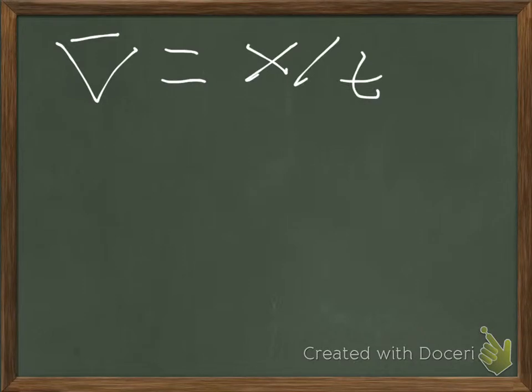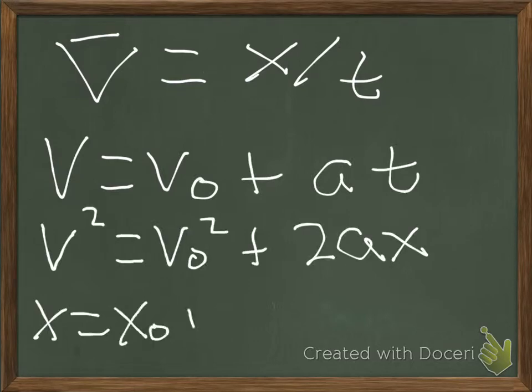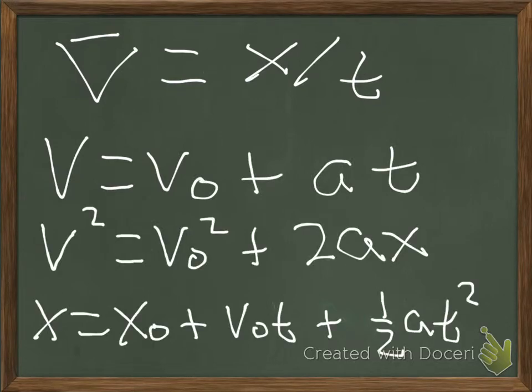And we had a couple of equations. This first one here is only for something at a constant velocity. If there's no acceleration at all, then we can calculate its velocity by doing the position over the time. If something's accelerating, then it's a bit more complicated. So we've got our three main equations here.